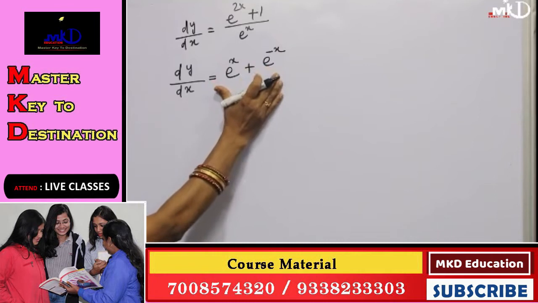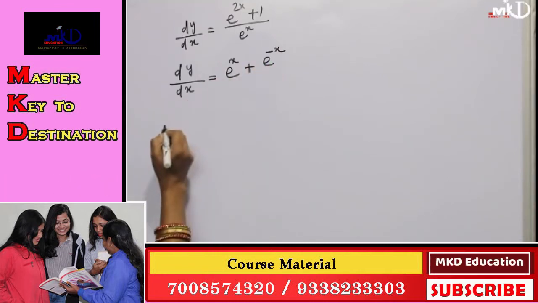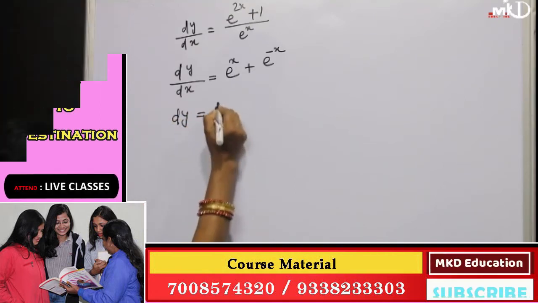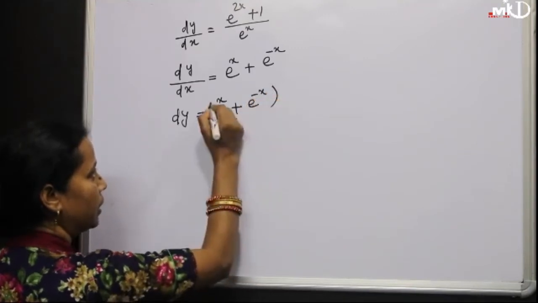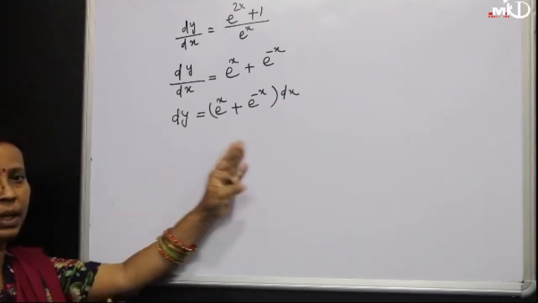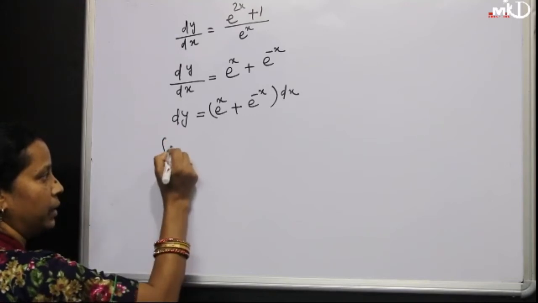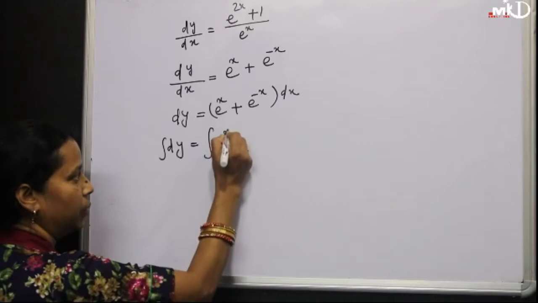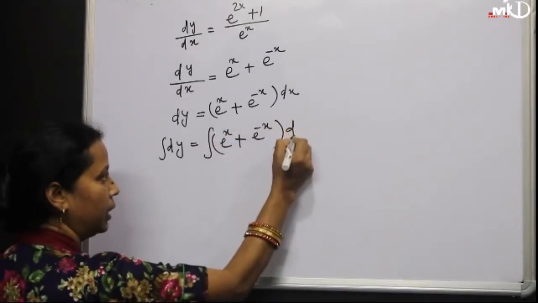Now you see in the right side only the x function, so we can separate easily. That is dy is equal to (e to the power x plus e to the power minus x) dx. Now you see clearly we separate the variables. So integrate both sides, that means integration of dy is equal to the integration of (e to the power x plus e to the power minus x) dx.